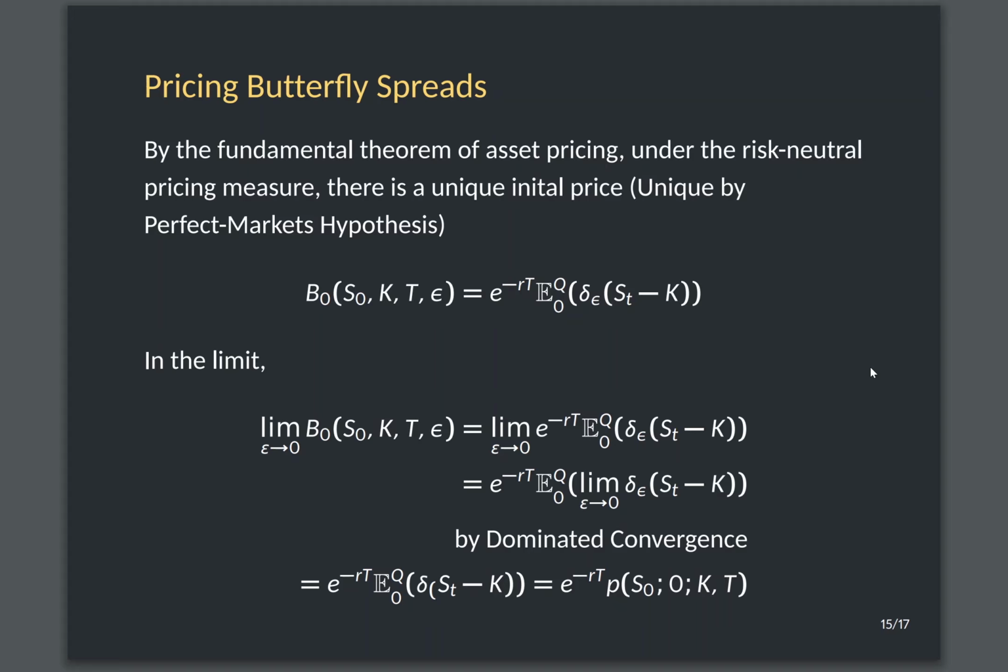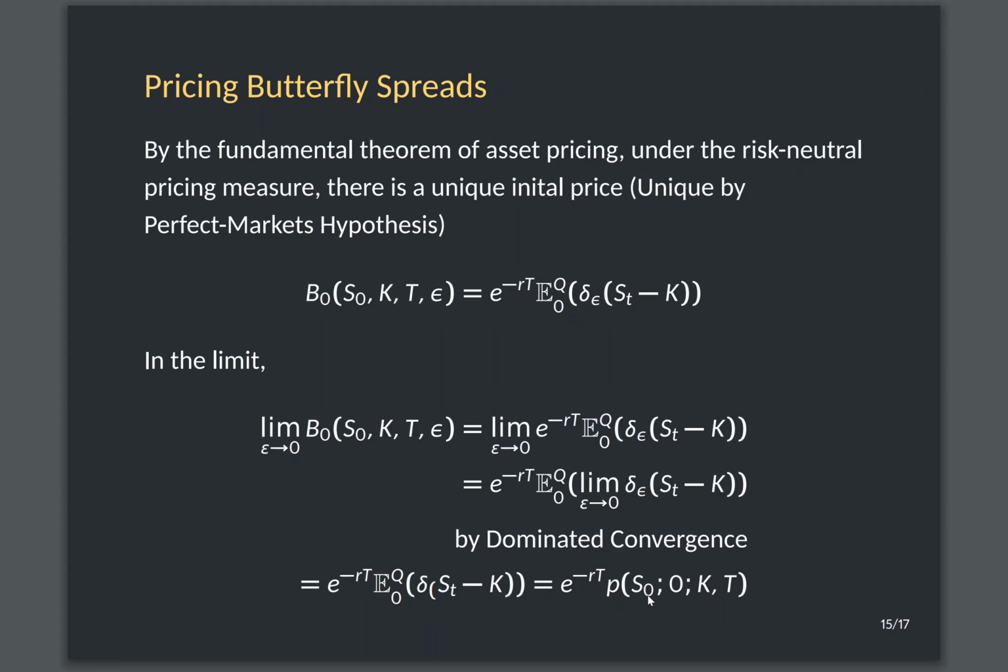Additionally, it says that there is a unique present price of the security, namely the discounted expectation under the risk-neutral probability measure. Taking the limit as epsilon goes to 0 of this price, since the butterfly spread is bounded, we can apply the dominated convergence theorem to switch the order of the expectation and the limit. Using our earlier result that the payoff of a butterfly spread goes to the Dirac delta at S_T minus k when epsilon goes to 0, we get that the price of an infinitely narrow butterfly spread is the discounting rate multiplied by the transition probability of the stock having price k at time T, given an initial price of S_0.